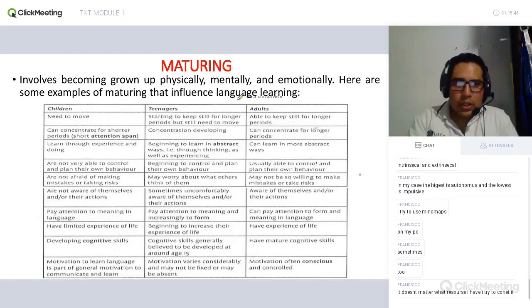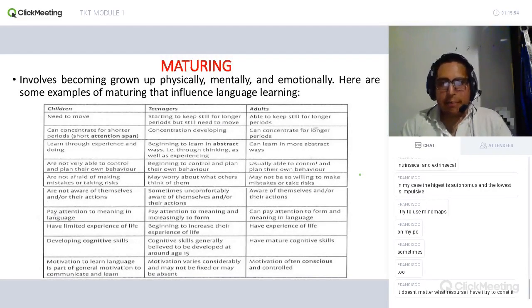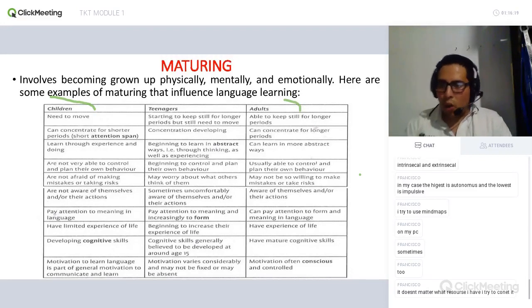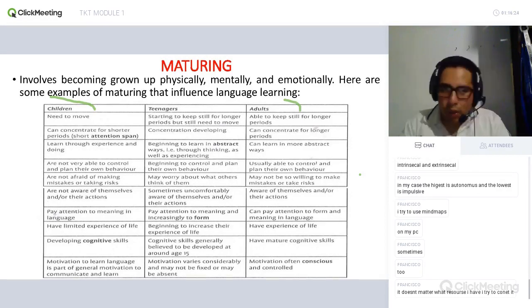So maturing involves becoming grown physically, mentally, and emotionally. Here are some examples of maturing that influence language learning. Okay, as you know, when we say that a person is not that mature, then we have kind of different opinions and so on. So in this case, we're talking about increasing little by little. You are not going to learn the same when you are a child than when you are an adult. That's why the video told us, right? Because adults have a background, they got some experience before, for example.